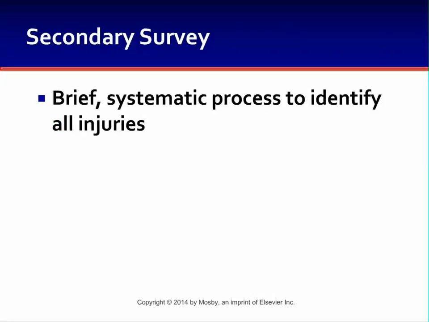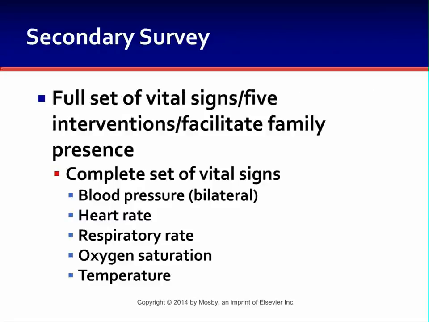The secondary survey is a brief, systematic process to identify all injuries. See Table 69.5 for more information. You get a full set of vitals, give comfort interventions, and facilitate family presence.